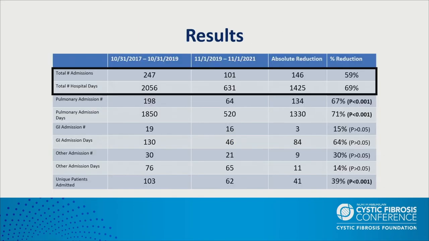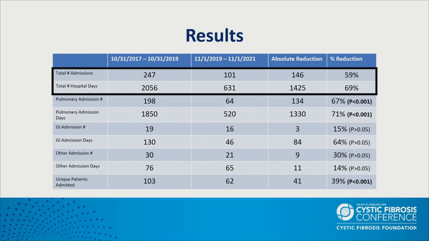Diving more into the primary and secondary objectives, the primary objectives being outlined in the bold box at the top of the table, we saw a decrease from the pre-HEMT cohort on the far left to the post-HEMT cohort. We saw in the total number of admissions, there was an absolute reduction of 146 admissions, or a 59% reduction. And in the total number of hospital days between the pre- and post-HEMT cohort, there was a reduction of 1,425 hospital days, which is a 69% reduction.